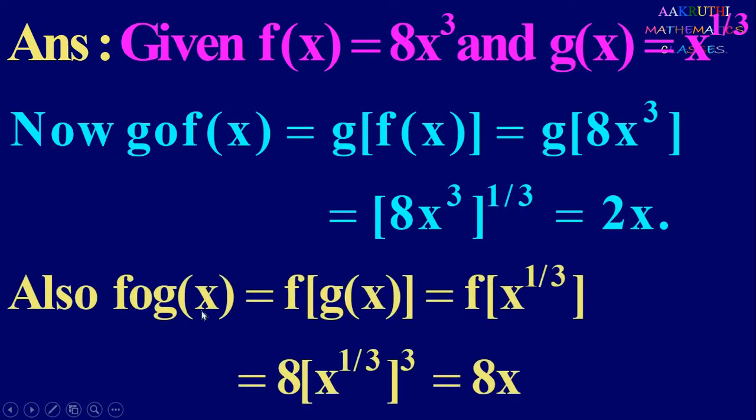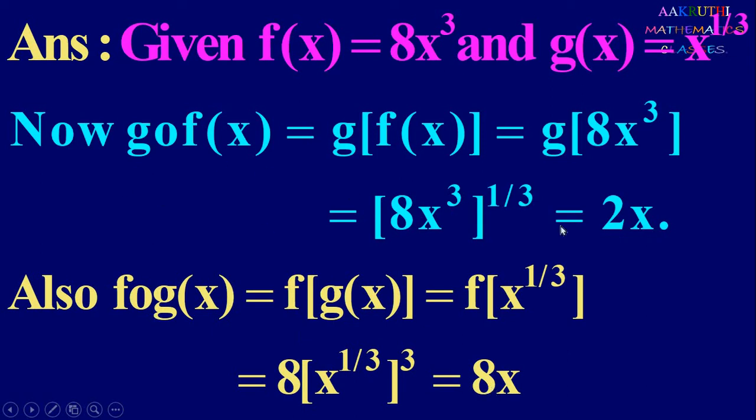So next we find f composite g of x. So it is f of g of x, and here g of x is given as x to the power 1 by 3. Therefore f of g of x is f of x to the power 1 by 3. Now here it is given f of x is 8x cube, but in place of x you have to write x to the power 1 by 3. So we get 8 into x to the power 1 by 3 whole cube. Here cube and cube root get cancelled, remaining is 8x. So therefore f composite g of x is 8x.